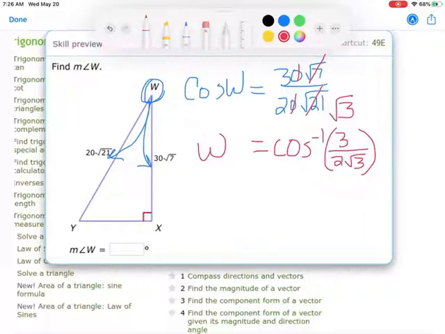So I'm just going to plug that into my calculator. I probably would get the same answer if I used 30 root 7 and 20 root 21, but those are just gigantic numbers. So inverse cosine, that's the -1 thing. Then I'm going to do 3 divided by, using parentheses, 2 root 3. Oh, nice. 30 degrees. That's easy.